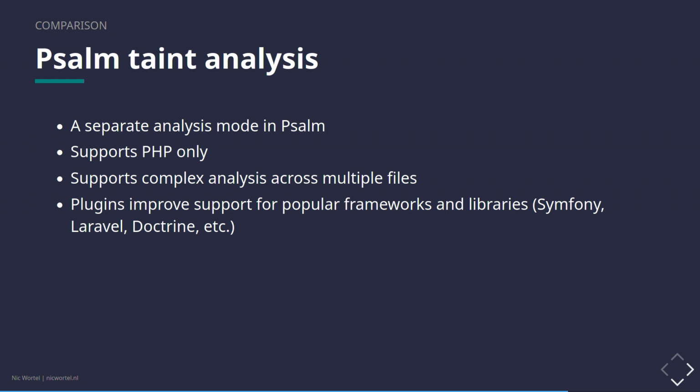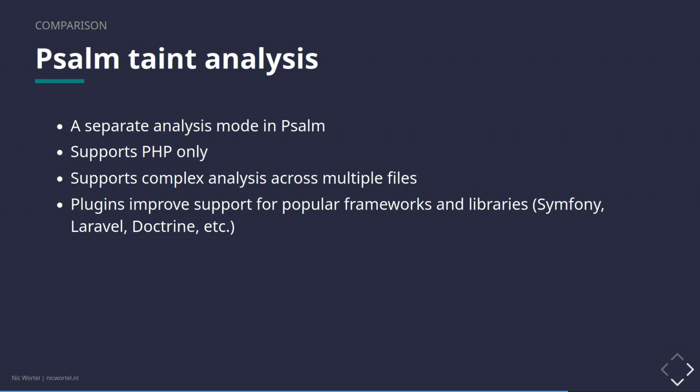On the other hand, we have Psalm. Psalm, as you may know it, is just the regular static analysis tool. It checks type safety and potential bugs, etc. But it has a specific mode that you can trigger with a flag on the command line, and it will actually do a taint analysis to check if these kinds of vulnerabilities exist. In comparison to Semgrep, it supports more complicated flows between different files and different classes, and it can follow the whole data flow without a problem.